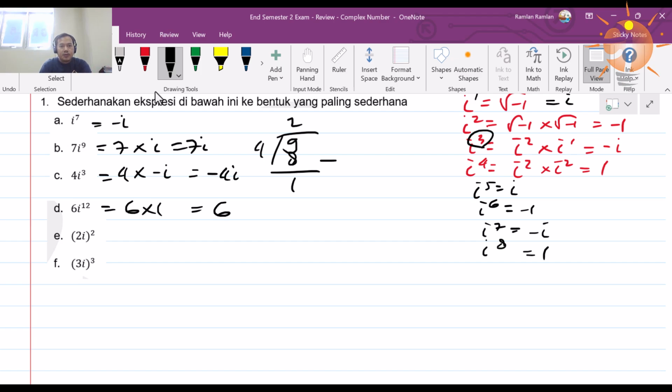Now for the next question, be careful with this one, because you have a bracket and then you have a power, so it includes all of them. When you do this, remember that in exponents, 2i all being squared means that it's 2i times 2i, right?